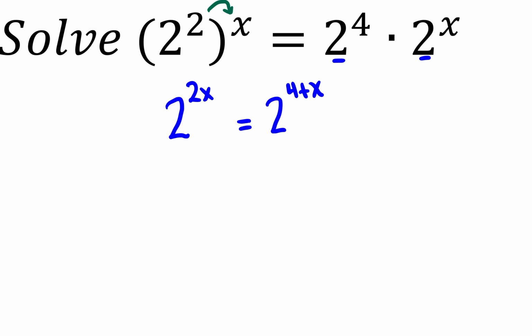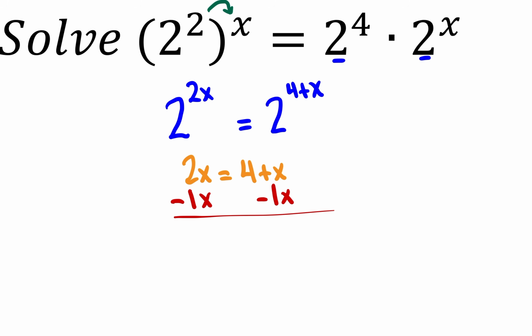Now we have the same bases, hence we set the exponents equal to each other. So we have 2x is equal to 4 plus x. We move all the variables to the left-hand side, so we do minus 1x, minus 1x. This will leave us with positive 1x is equal to positive 4, which means that the final solution is just simply x equals 4.